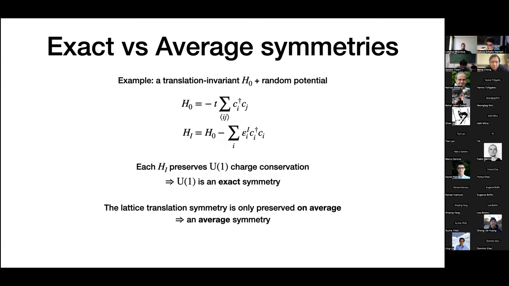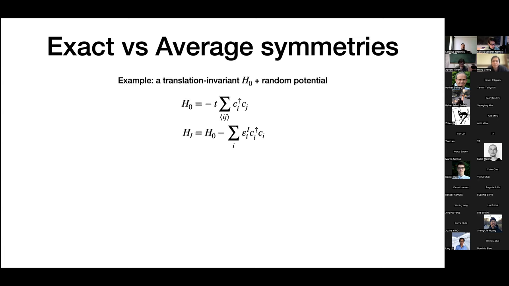However, the lattice translation symmetry is not preserved by one individual Hamiltonian. It's only preserved on average, meaning that if you translate, you'll find another translated Hamiltonian in the ensemble with the same probability distribution. So it's only preserved on average by the ensemble. Okay. So there are two kinds of symmetries. One is exact, one is only on average, broken by this disorder potential. Okay.